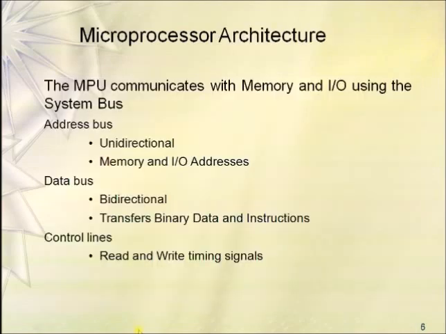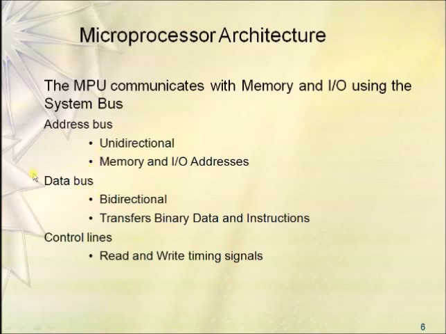Now let us see what this system bus is. Bus is nothing but a set of wires. There are three sets of wires present inside this system bus: the address bus, the data bus, and the control bus or control lines. Here the address bus is unidirectional, which means the data can flow only in one way, from the processor to the peripherals or the external world. This address bus is used by the processor for selecting a particular peripheral or a particular memory location inside the peripheral.